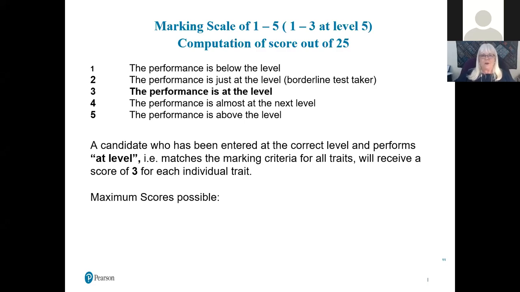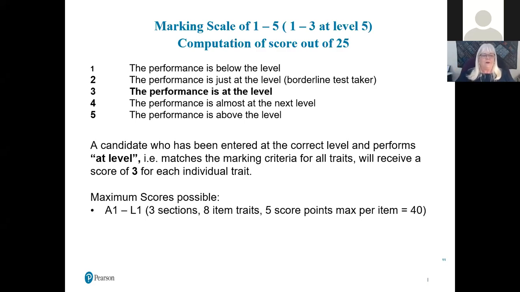The maximum scores possible for the 6 different levels that we have are, for A1 and L1, there's a maximum score of 40 points. That's because we have only 3 tasks at those levels. There's no discussion, no section 11. So 3 tasks plus 5 aspects gives 8 item traits multiplied by 5, and that gives 40, a raw score out of 40.